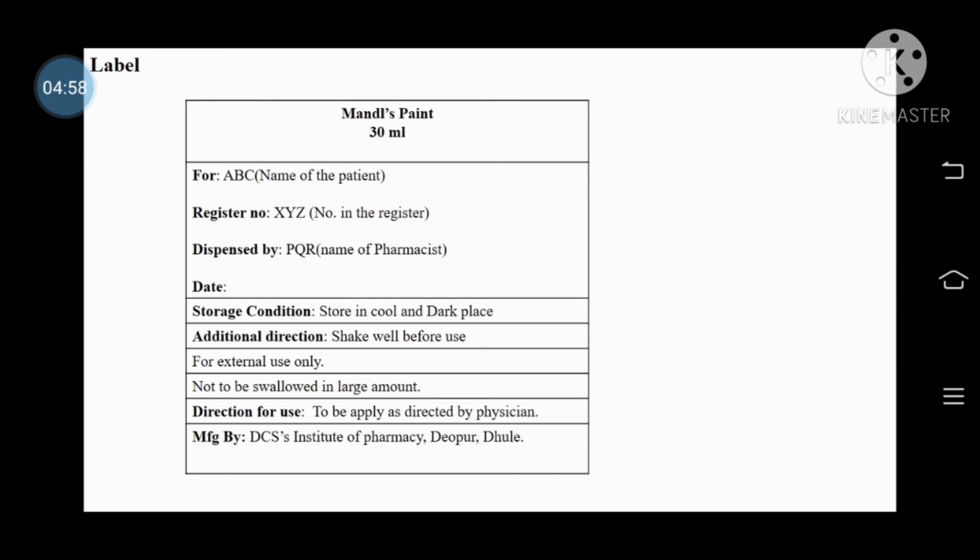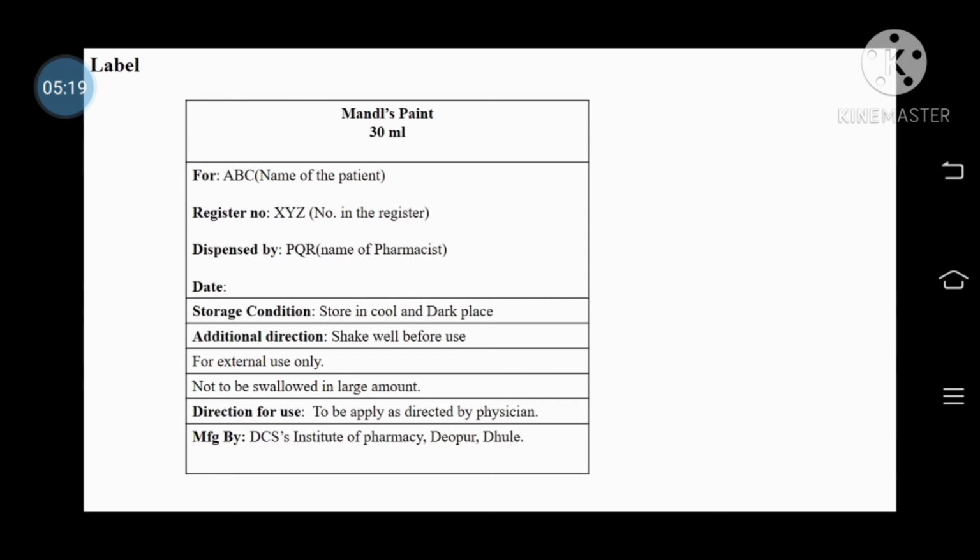Special direction: for external use only, not to be swallowed in a large amount. Direction for use: to be applied as directed by physician. Then the last one: manufactured by DCS Institute of Pharmacy, Devpur, Dhude.